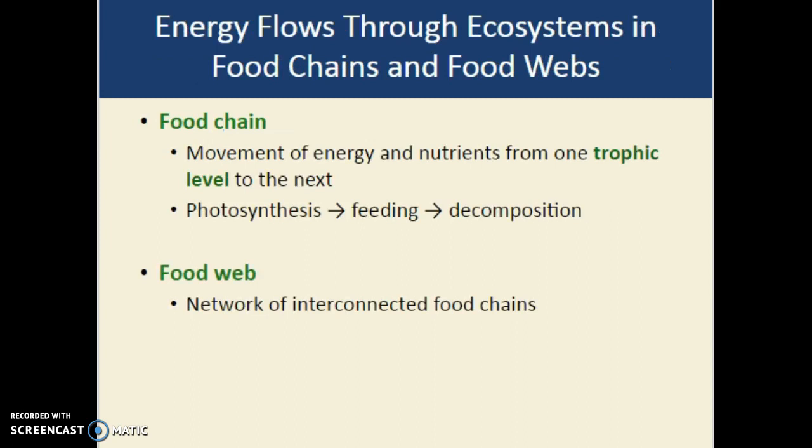Okay, so a food chain, a food web, it's going to show how energy and nutrients move through the biosphere. So a chain is what it sounds like, link, link, link, link, link. The process is, in general, photosynthesis to feeding, so consumerism, and then decomposition at the end. Notice that this term trophic level is in here. That's going to be an energy level or a step in the food chain. And then the web is going to be what it sounds like. It's going to be webby and it's going to be messy. And it's going to be a network of interconnected food chains.